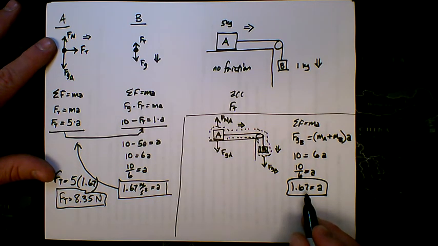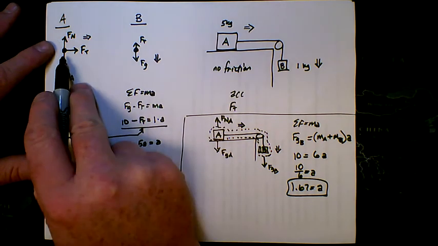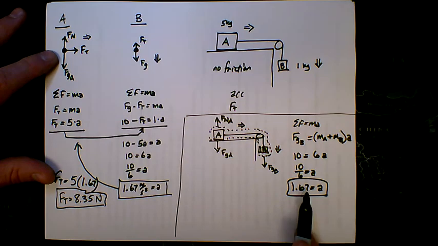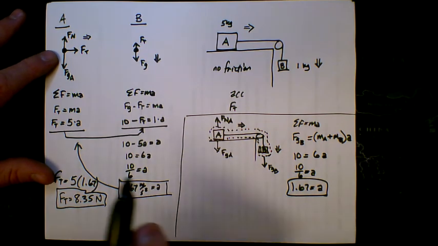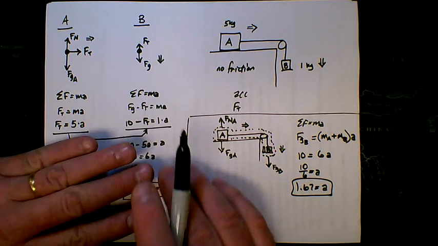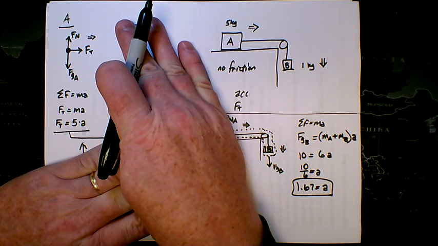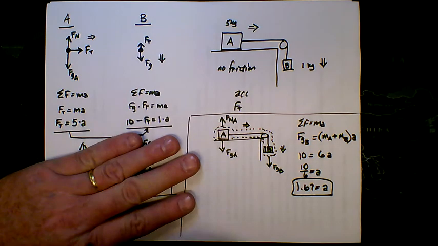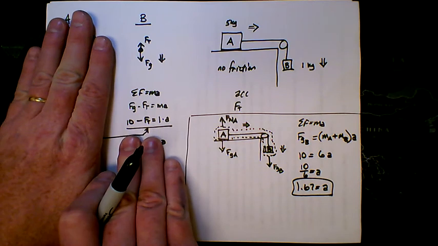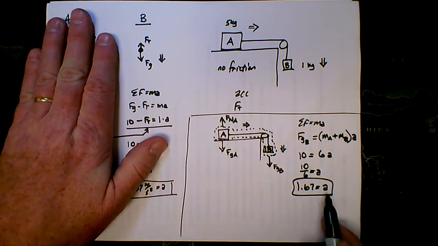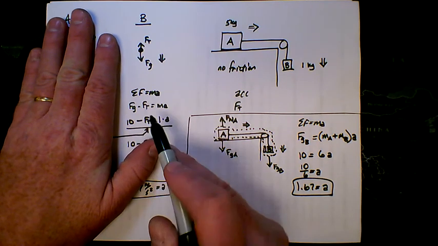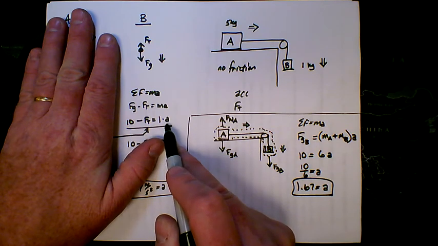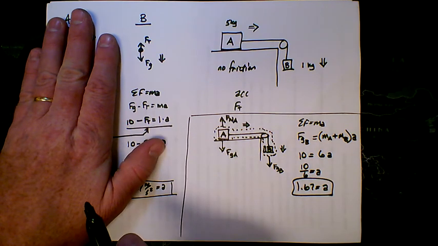And once you have the acceleration, if you did the single system approach to find the acceleration, you would then need to split off and pick either A or B, and with this acceleration value, plug into the formula and solve for the tension. So we could look at it just like this, and I can see that the tension would equal 5 times A. I would plug in this acceleration value there and get it. Or I could look at it this way. I could plug in my acceleration of 1.67 here, and 10 minus the tension equals 1 times 1.67, and solve for the tension that way.